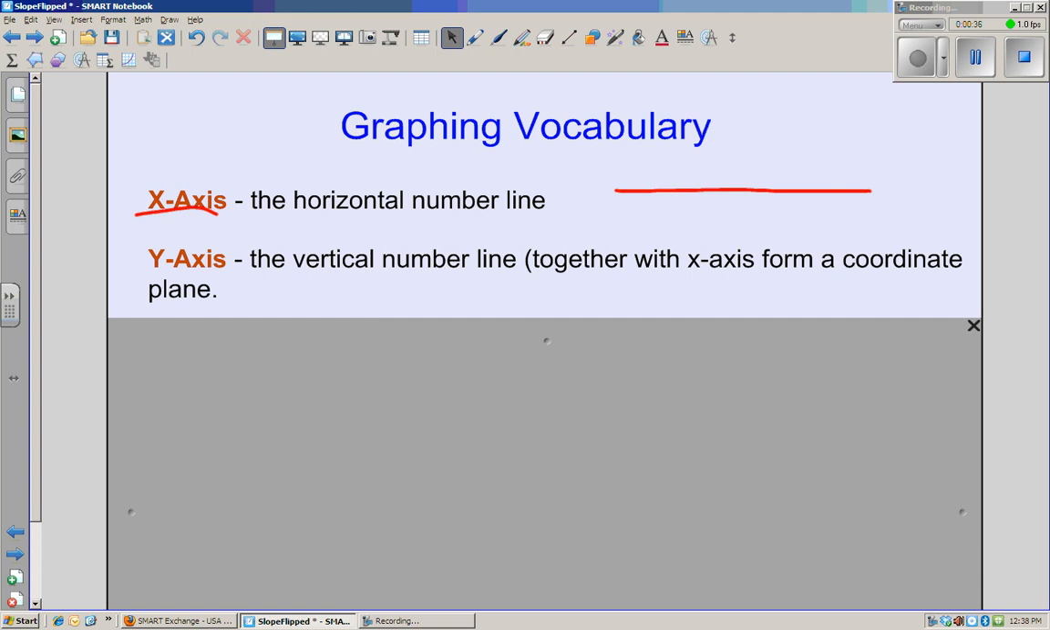Our second vocab word is our y-axis, as you could have probably guessed. Our y moves vertical, up and down. It helps separate the coordinate planes, and it crosses the x-axis.